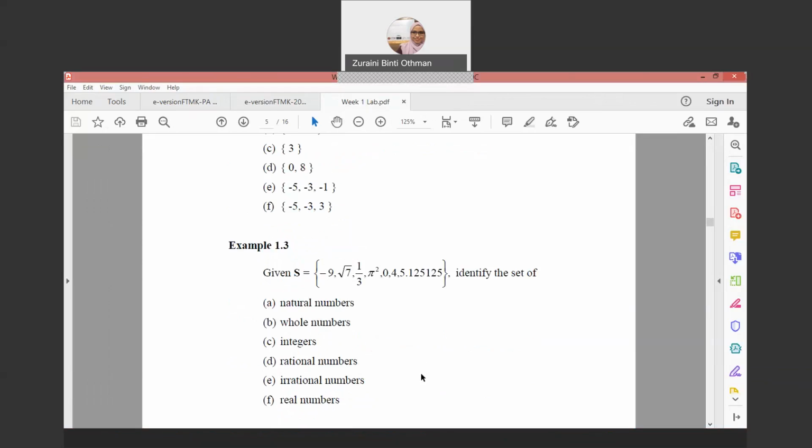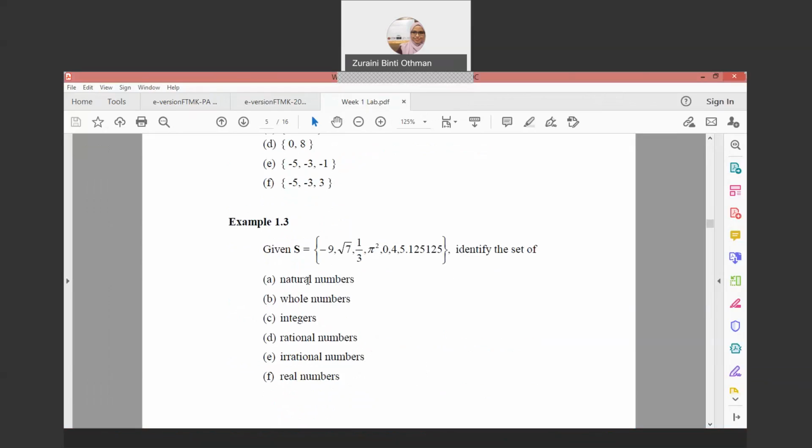Okay, another example. What is natural number inside this set? This set, apa dia natural number?